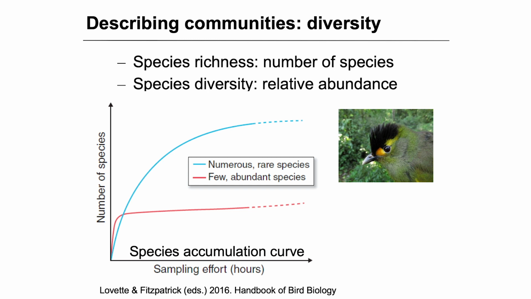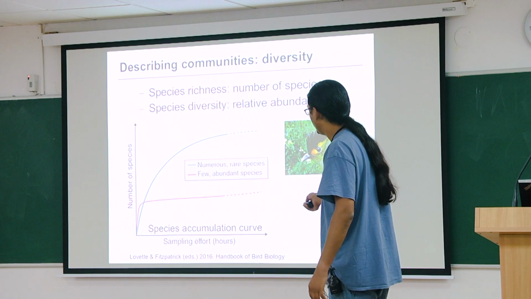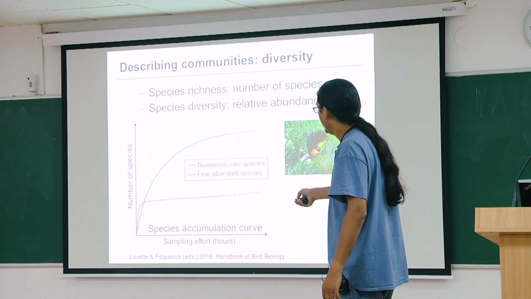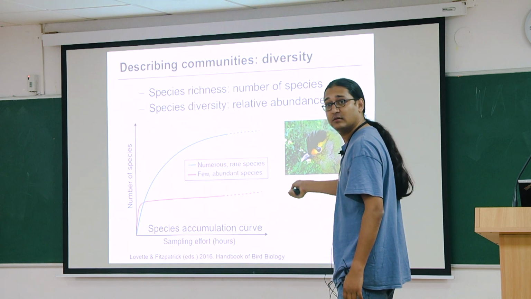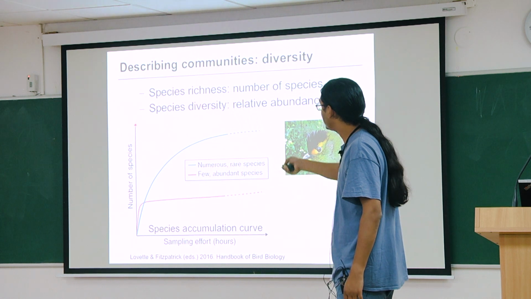Now, if all species were common, would you find them in a short time or a long time? A short time. And the rarer the species is, the longer it will take you to find that species, the more effort you need to put in to find those species. So this is called an accumulation curve or a rarefaction curve. If you look at this community here, it's got very few species, right? That's the number of species.